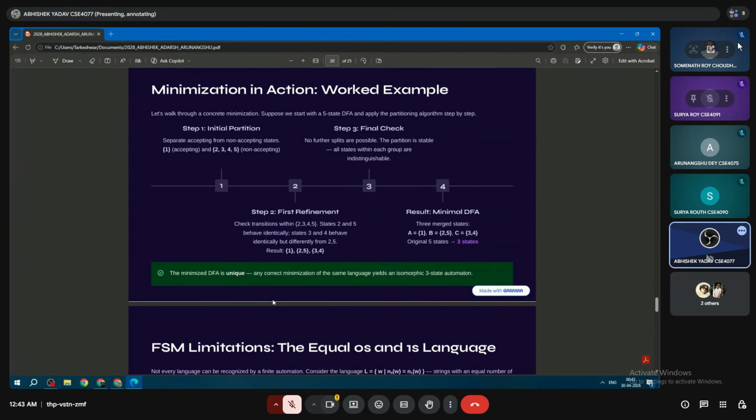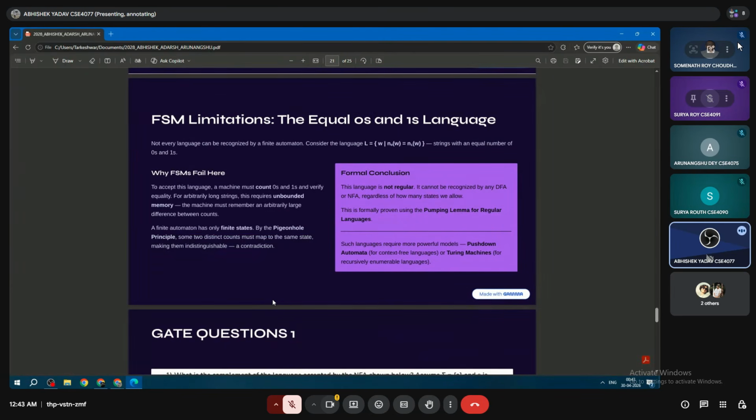Then we have the first refinement. Check transitions within 2, 3, 4, 5. States 2 and 5 behave identically. States 3 and 4 behave identically but differently from 2 and 5. Then we have the final check, step number 3: no further splits are possible. The partition is stable. All states within each group are indistinguishable. Then we have step number 4, the last step: the result is a minimal DFA with 3 merged states. Moving on to the next slide, we have what are some of the finite state machine limitations.